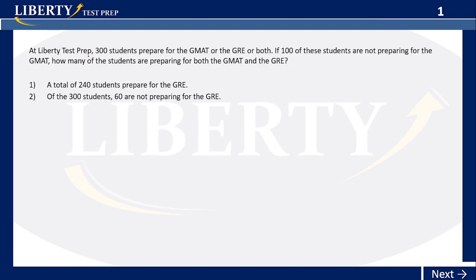All right, it says Liberty Test Prep here. 300 students prepare for the GMAT or the GRE or both. So you have the total equal to 300. If 100 of the students are not preparing for the GMAT, how many of the students are preparing for both the GMAT and the GRE? So you have the total is equal to A plus B minus the overlap plus neither. They say 300 students prepare for the GMAT, the GRE, or both, which means neither is 0 in this case.